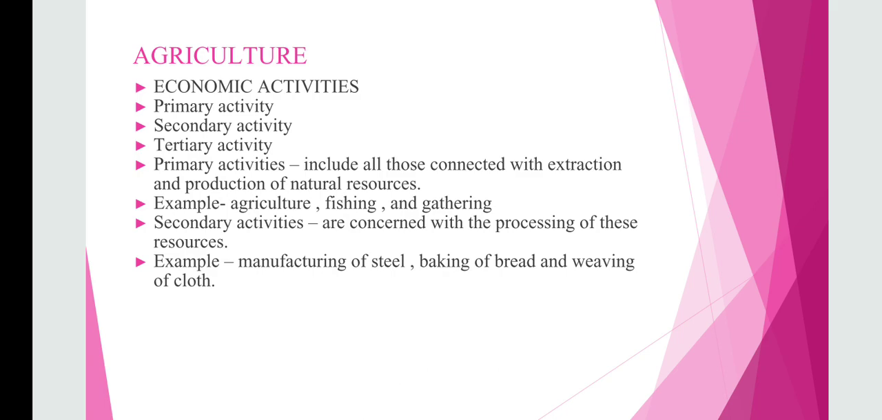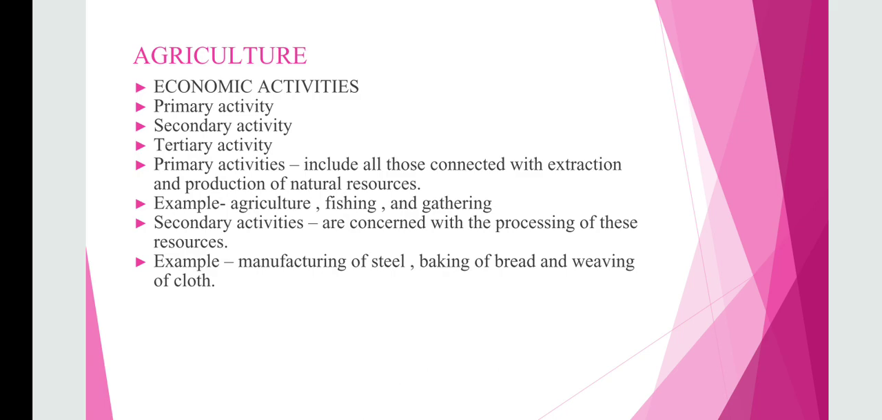Baking of bread. We cultivate wheat, and that wheat is powdered and then made into bread. So that is a process. Then weaving of cloth. Cotton we get from the plant, and that cotton is turned into yarns and then into cloth, isn't it? That is processing.